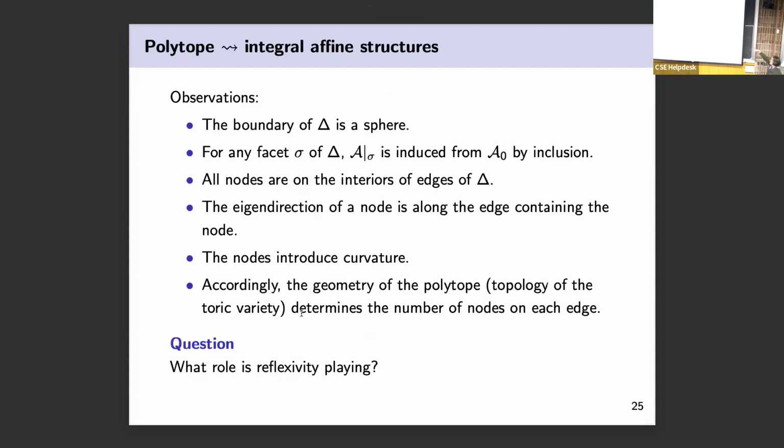Coming back to this list, where was the reflexivity showing up in this? The only place that reflexivity was showing up was in the geometry of the polytope and how it was going to tell us how many nodes were on there. So it's just in that last line that reflexivity was playing a role. What I want to do is look a little more closely at the reflexive condition to understand it better and then see how to go past it.